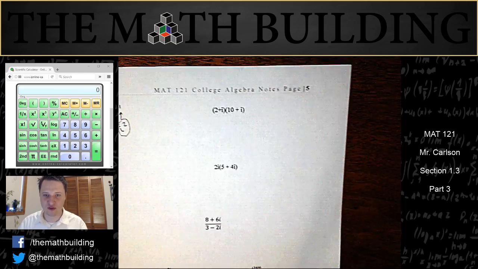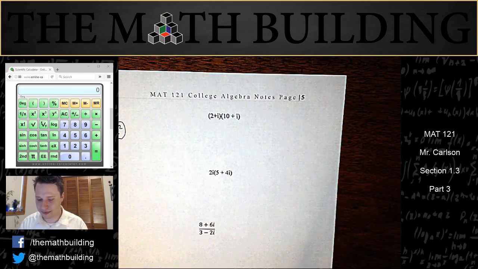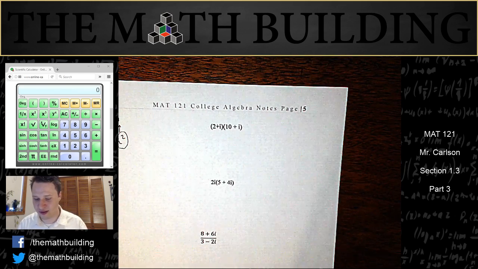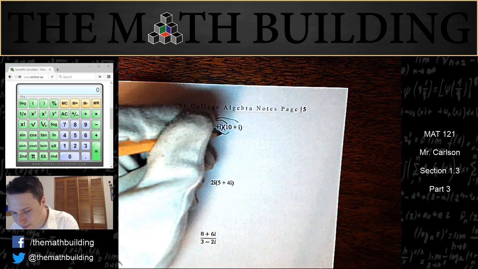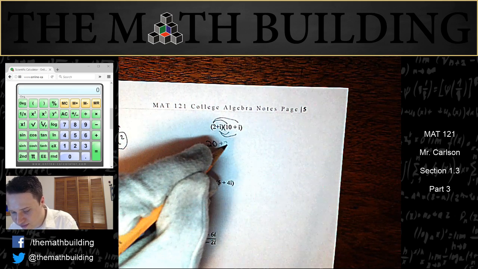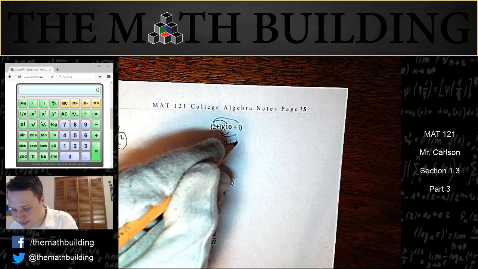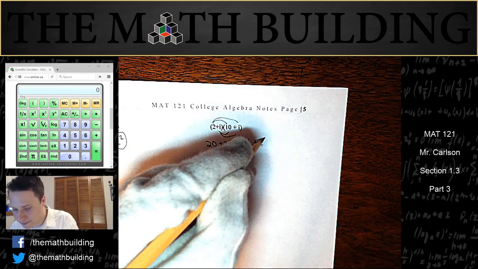So try to do this next one on your own. Pause the video, see if you can get it. All right, let's see if I can match your answer. We're just going to FOIL. 2 times 10 is 20. 2 times i is 2i. i times 10 is 10i. And i times i is i squared.